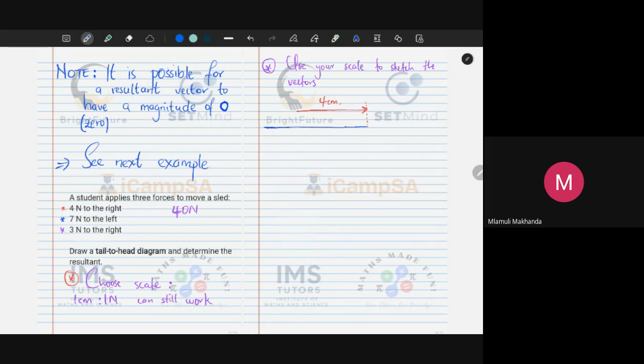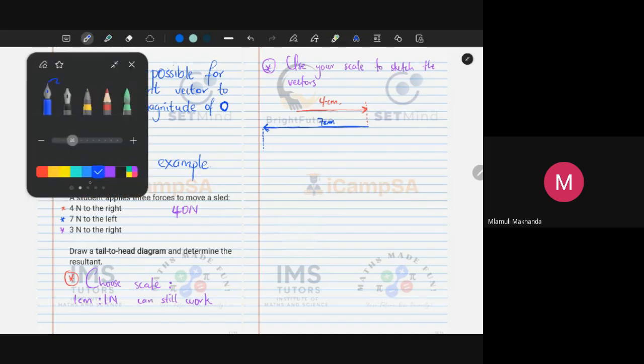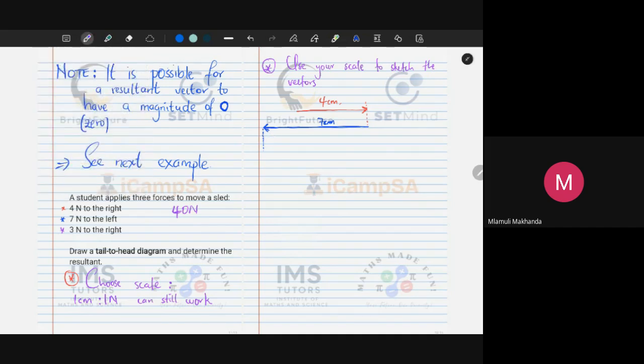This is what my 7 centimeters look like. Notice it's longer than the 4 centimeters. Why? Because 7 centimeters is greater than 4 centimeters. 7 centimeters to the left. Now, three newtons to the right. So you start from the head of the most recent vector and go to the direction that you want, which is to the right in this case. 3 centimeters to the right should be something like this. That's 3 centimeters.